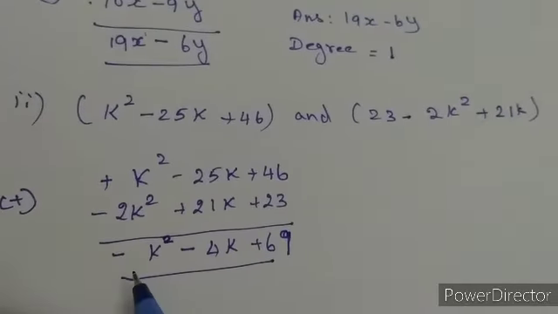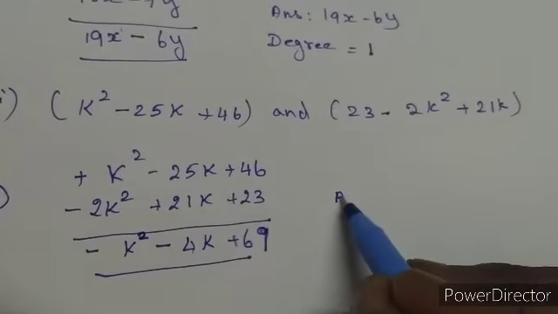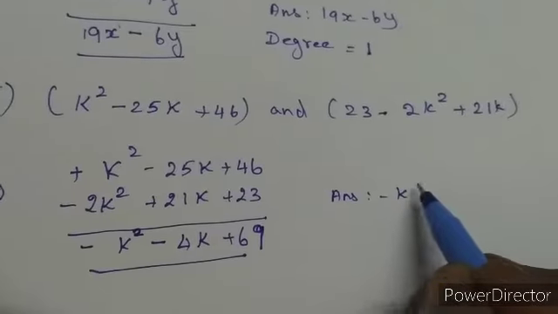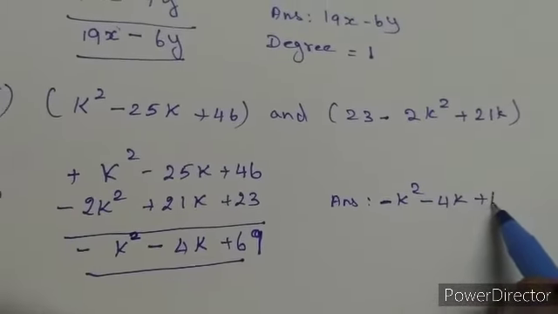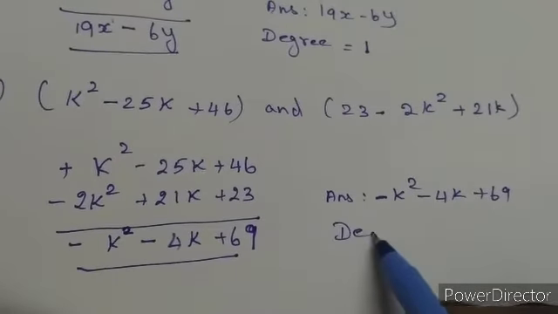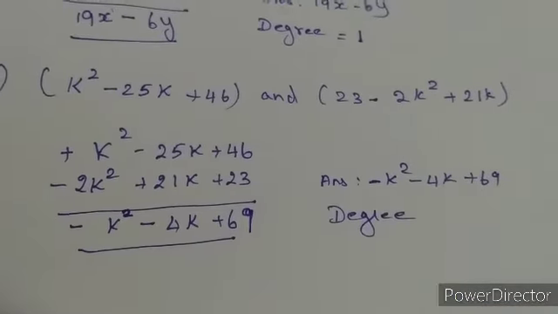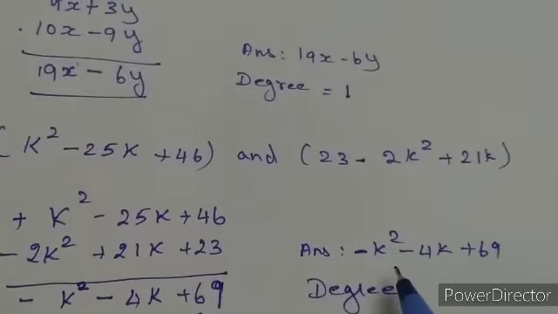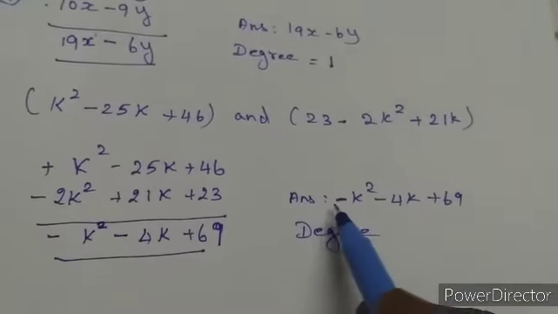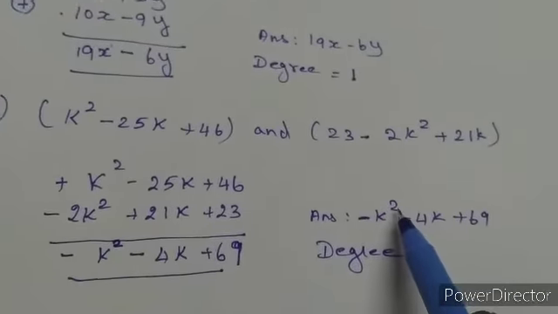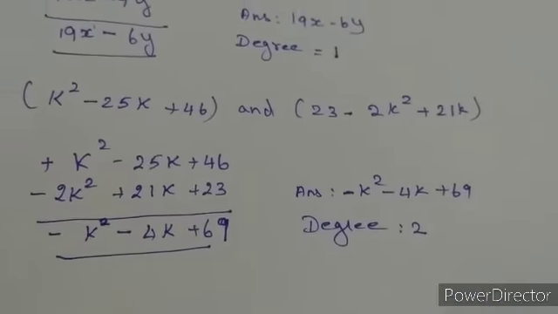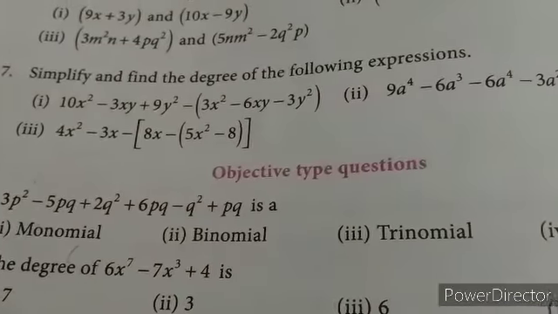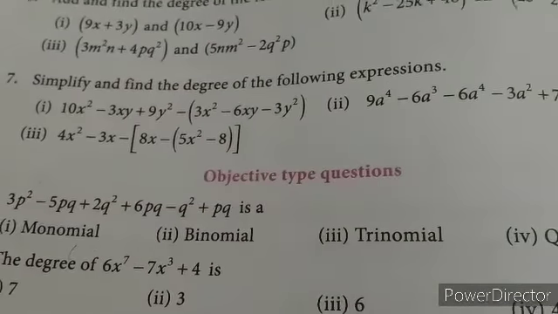Now your answer is minus k square minus 4k plus 69, and the degree, what I explained in question number 3 or 4, is the highest degree in the given expression. Here the highest degree is 2. That is the highest power. It is 2.